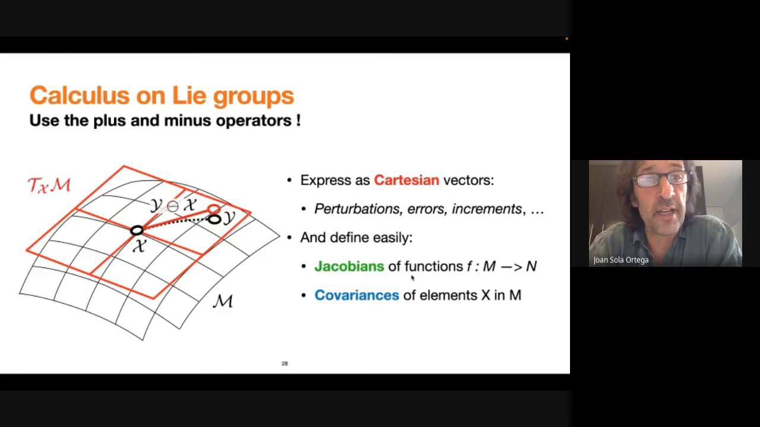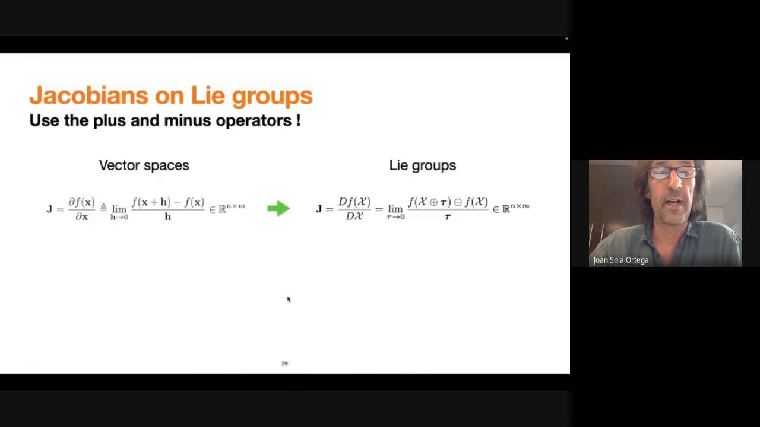Let's start doing calculus. Calculus means doing differentials, differentiation and integration, and therefore dealing with uncertainty and these kinds of things. We will use for this the plus and minus operators that we defined. Okay, and as follows.